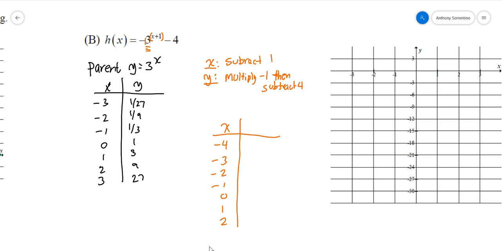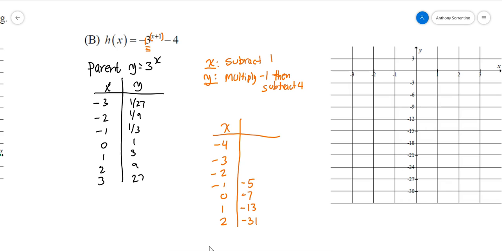So 27, I'm going with the numbers that are easier to compute, the integers. 27 times -1 is -27. Subtract 4 is a -31. 9 times -1 is -9. Subtract 4 is a -13. 3 times -1 is a -3. Subtract 4 is a -7. 1 times -1 is -1. Subtract 4 is a -5.